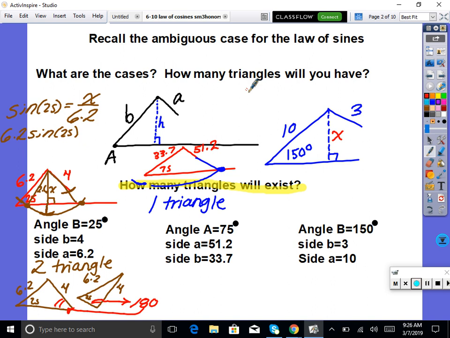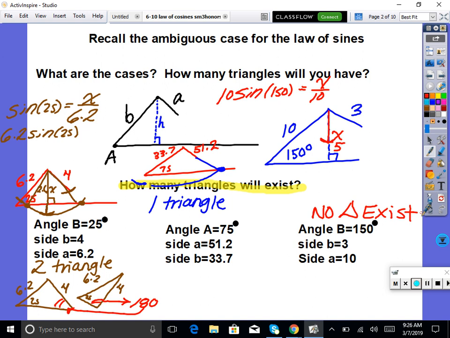Opposite over hypotenuse. So sine of 150 is equal to x over 10. So what is my height? 5. Okay, think about it, guys. 3 is shorter than 5. Will it ever be able to touch? No. So no triangle exists. So that'd be nice on the test because then you don't have to solve it. But you could. People do. You can keep solving and you're just going to get it wrong.